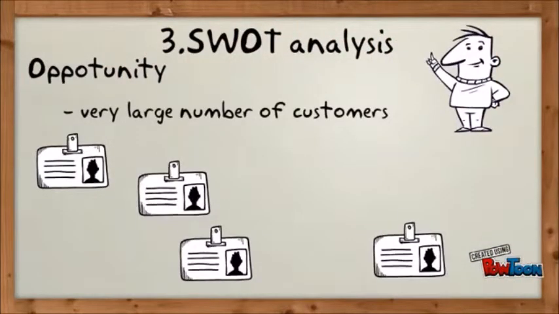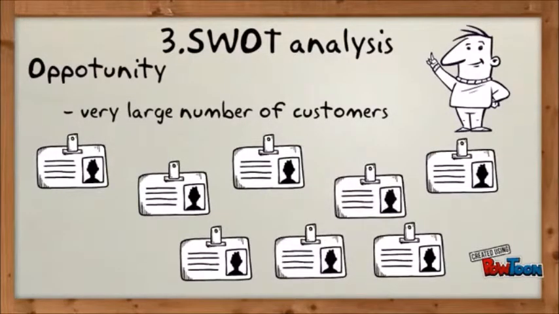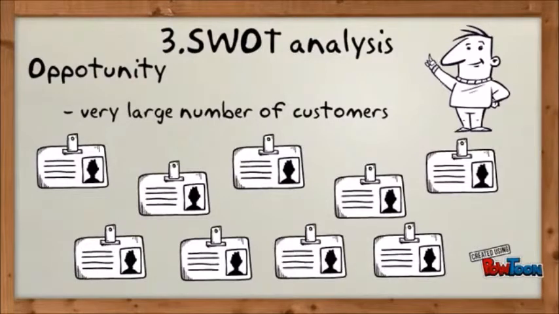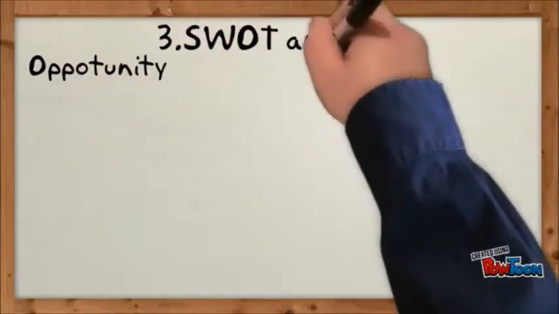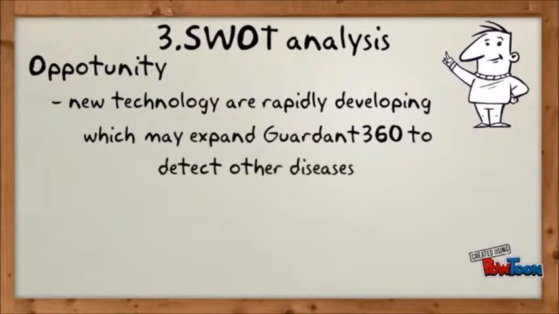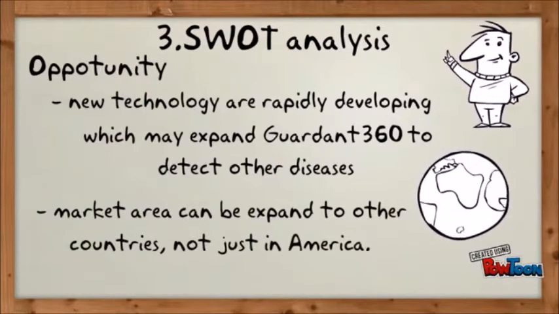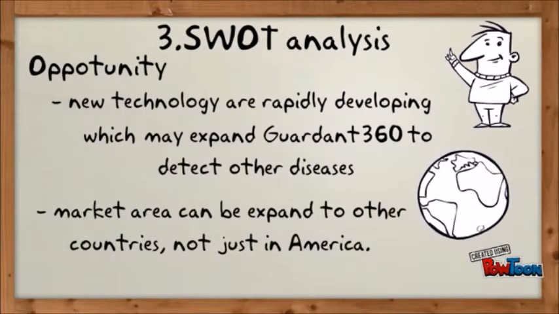Large number of customers here refer to people or patients who can afford to use tissue biopsy service to manage their cancer, so they have to use our business instead. These people will be interested in our business. The third one, the growth rate of Guardant 360 is directly proportional to the development of technology. And the last one, the expanding of marketing area. Guardant 360 can be used outside United States in the future.